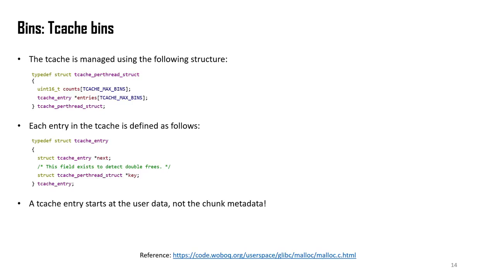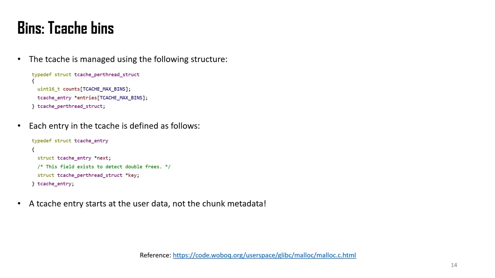The counts array is 64. There are 64 elements, and each element is a uint16, which means 2 bytes. So there are 128 bytes of memory occupied. So we occupy more space here, in this case 128 bytes, in order to improve performance.